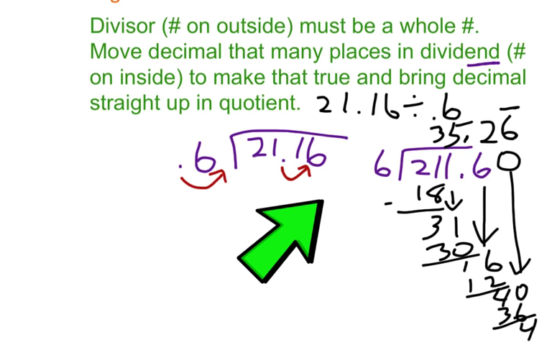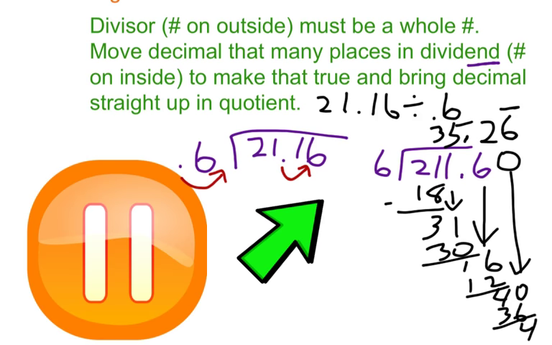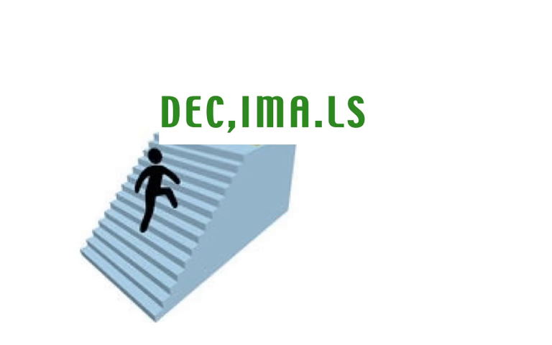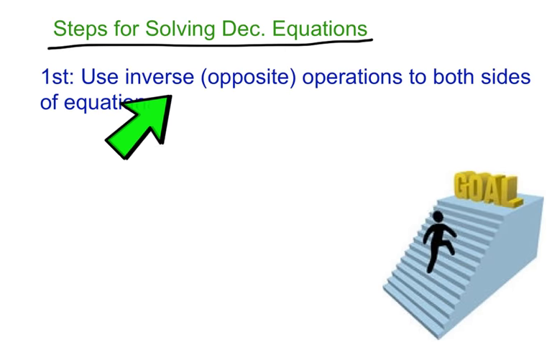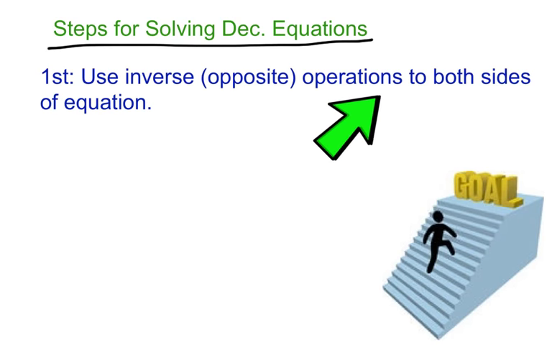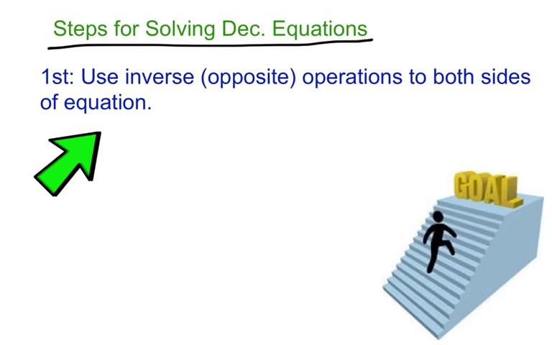All right, if you need to pause the video, go ahead, because we're going to move on to the steps on how to best solve decimal equations, now that we know the rules. And here are our steps to solve decimal equations. Our first step is going to be use inverse opposite operations to both sides of the equation. So if you're adding, you need to subtract. If you're multiplying, you need to divide.